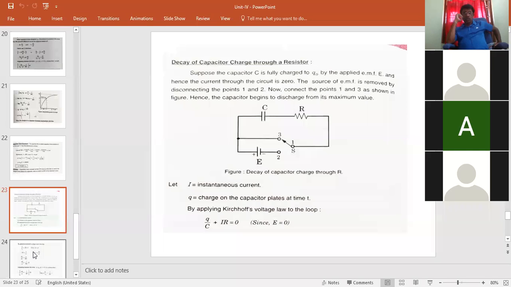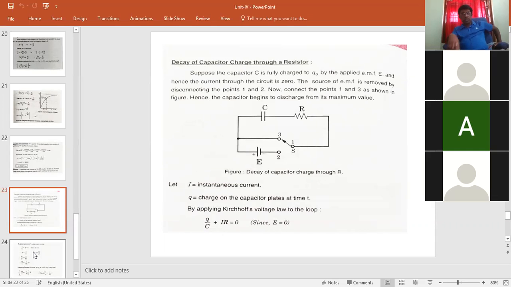Okay, so in the figure you observed that when we put the switch in the 1 and 3 position, it was in the 1 and 2 position, we brought it from 1 2 to 1 3. That's why the battery will not be in the circuit. If the switch is in the 1 3 position, the battery is removed from the circuit and the capacitor will be discharged. It is going to discharge through the resistance.